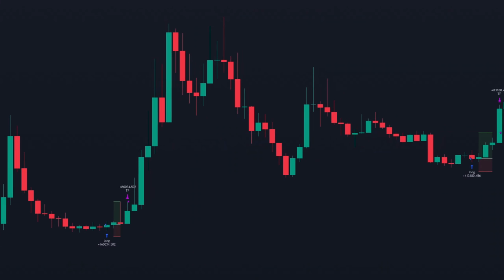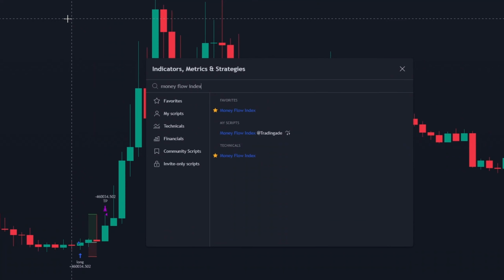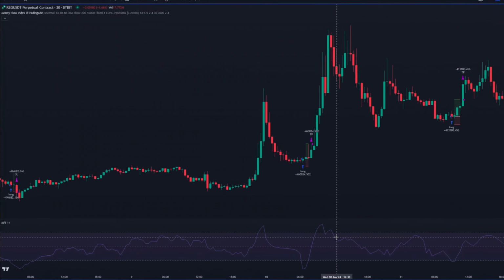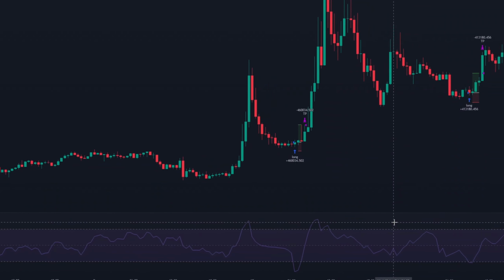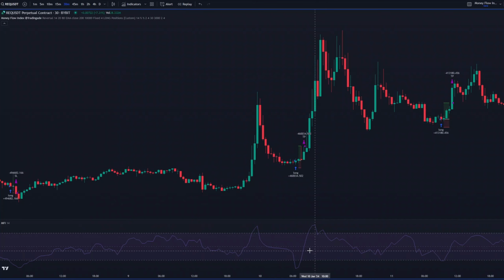This strategy is based on one of the most simple and underrated indicators on TradingView, which is called Money Flow Index. For those who don't know, the Money Flow Index is a tool used for measuring buy and sell pressure, and it's done through analyzing both prices and volume. This calculation will generate this line, which ranges from 0 to 100. So it's just an oscillator similar to RSI but with a different calculation.